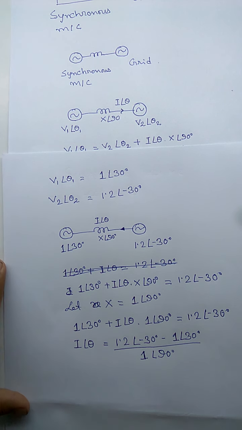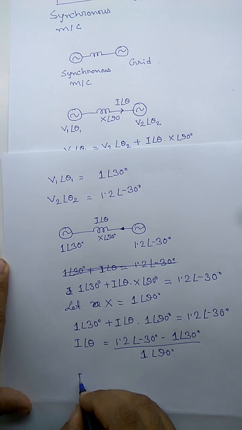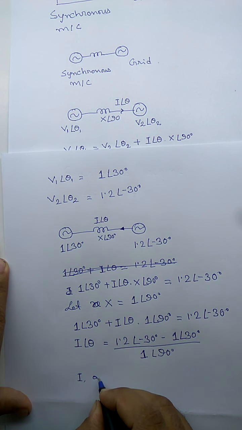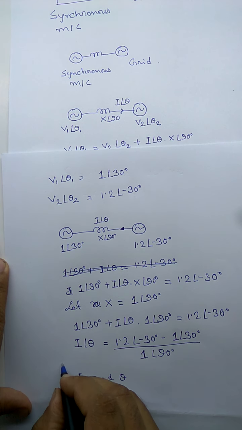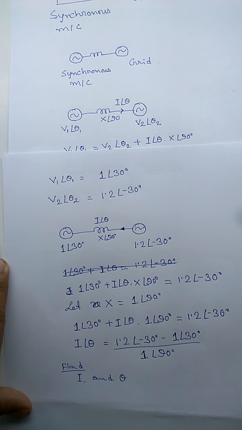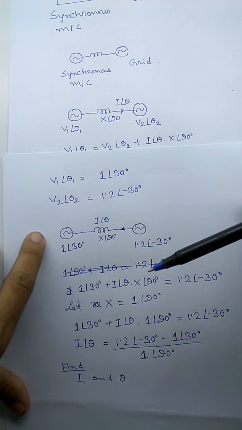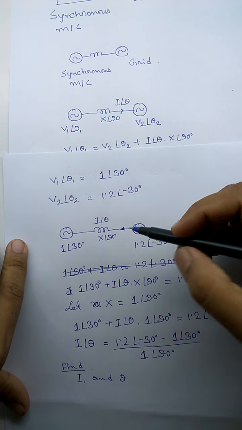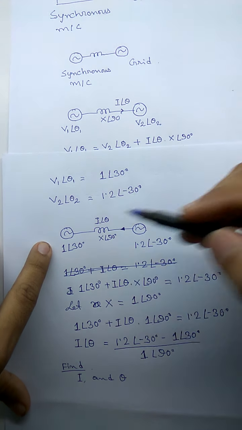Before we do that, you solve this and find the value of I and theta. If I is negative, we will understand that power is flowing from this source to this source. If I is positive, we will understand that power will flow from this source to this source.